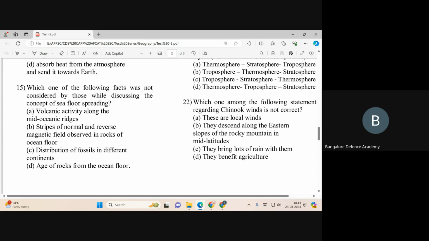When Earth's magnetic field is south and north, it will be south and north. Again, it's north and south. So depending upon the formation of the rock, at what time it was formed, the magnetic field will be reversed. So that is also proof of seafloor spreading.